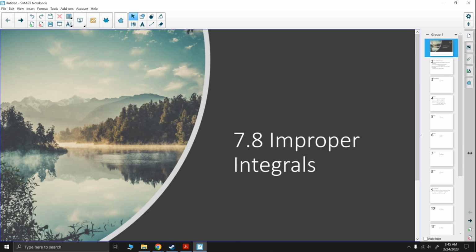So improper integrals are useful. I would say, in my experience, the most common use of them is statistics. We use them quite a bit in statistics, in fact. So let's go ahead and talk about these things.